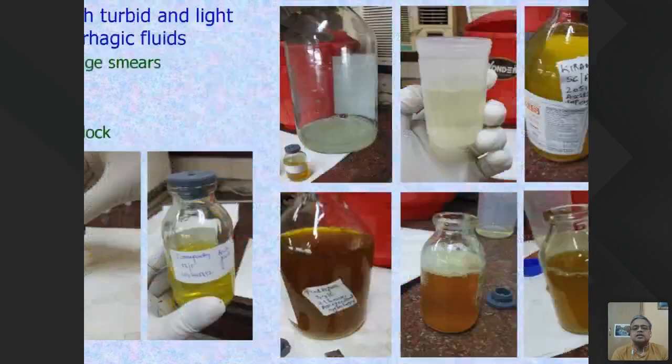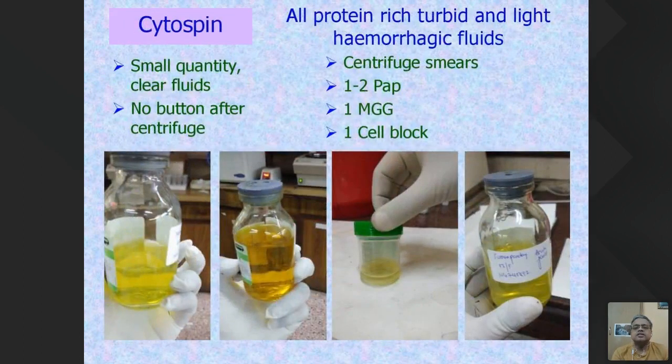for those fluids you use a centrifuge smear. That means that all protein rich, turbid and lightly hemorrhagic fluids undergo centrifuging, after which 1 to 2 Pap slides, 1 MGG and 1 cell block are prepared from every case.